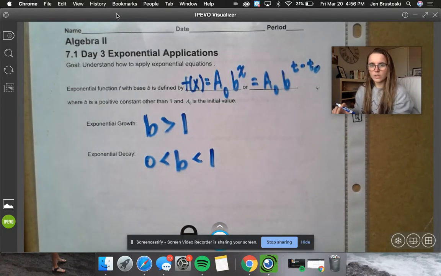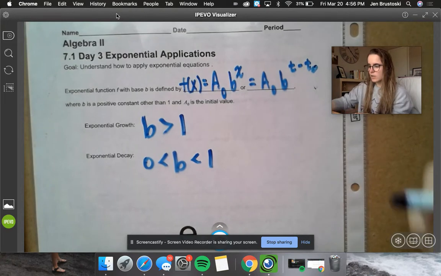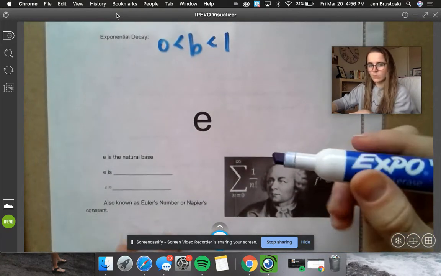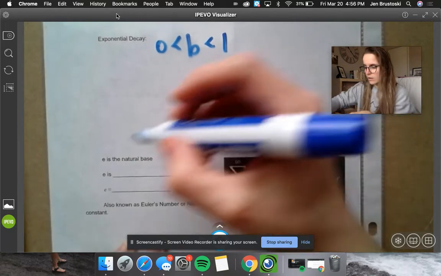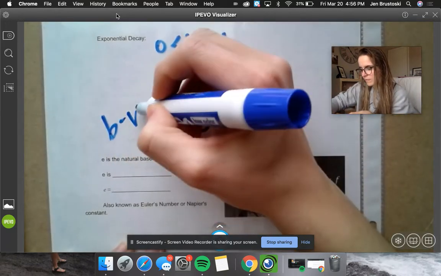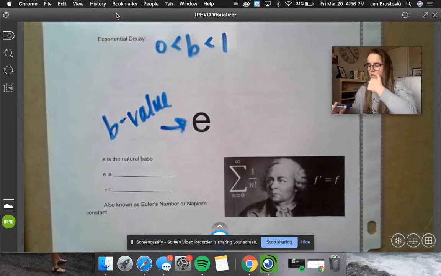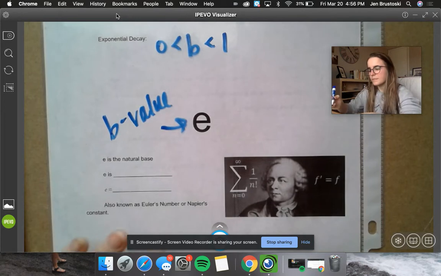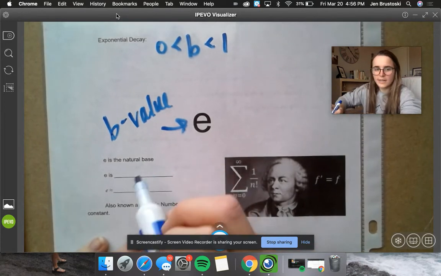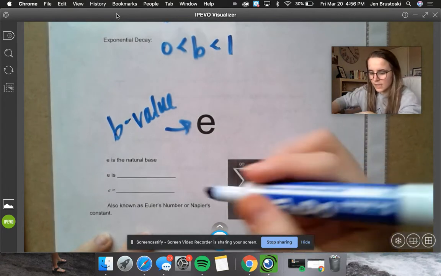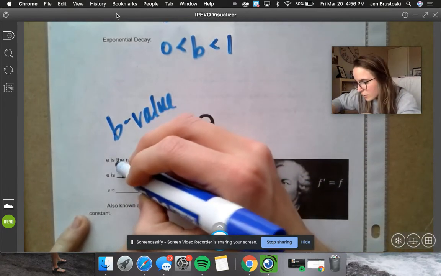We're going to start looking at equations where our b value is equal to e. So e is a constant. First of all, e is the natural base. E is irrational.